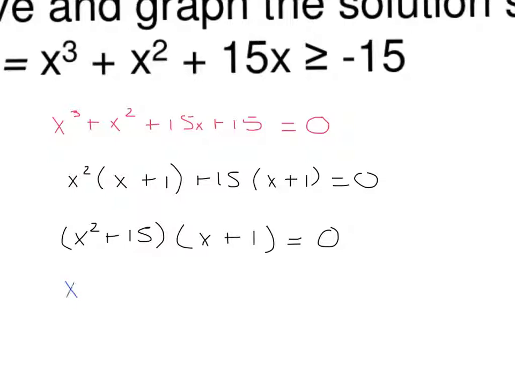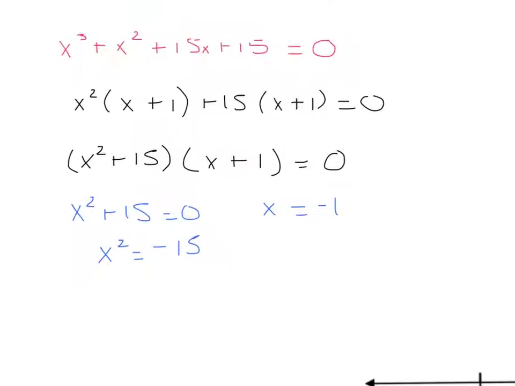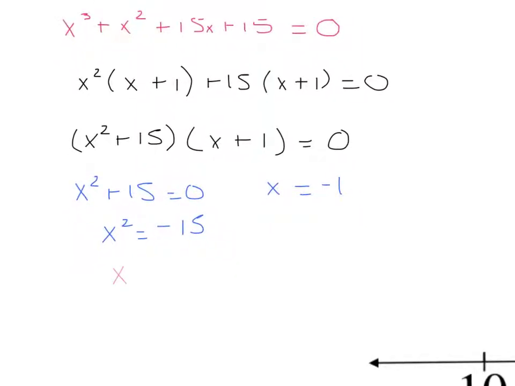So my solutions, here I get negative 1. And here, what happens here? Okay, good. I'm going to get negative 15 on this side. I'm going to take the square root of that. When I do that, I get the square root of a negative. So it's going to be x equals plus minus i root 15.